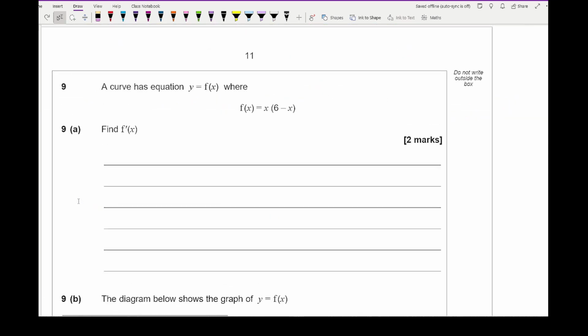Moving on to question 9, it says the curve has the equation y equals f of x, where f of x equals x multiplied by 6 minus x. And the question is asking me to find the differential of f of x. So for this, if I know that f of x is equal to 6x minus x squared just by expanding the brackets, then to differentiate this, all I do is move the power to the front and lower the power by 1, so that's going to be 6 minus 2x, and there is my answer.